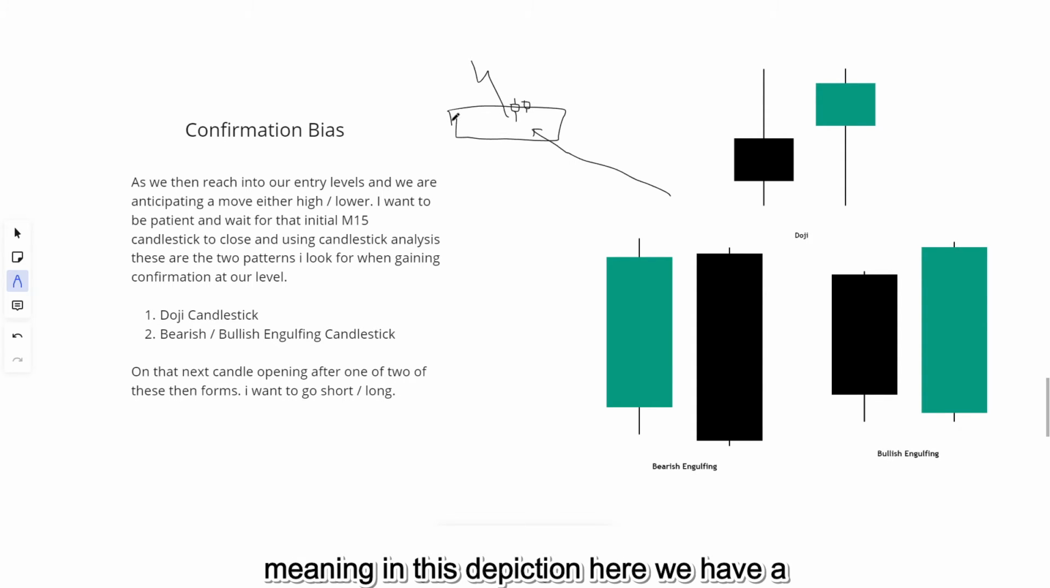On that next candle opening, after one of these 2 form, I want to then go short or long, meaning in this depiction here, we have a bullish order block at this level. Price has come down into this bullish order block, and on that first M15 candlestick, you can see here that we give this doji candlestick to the upside.